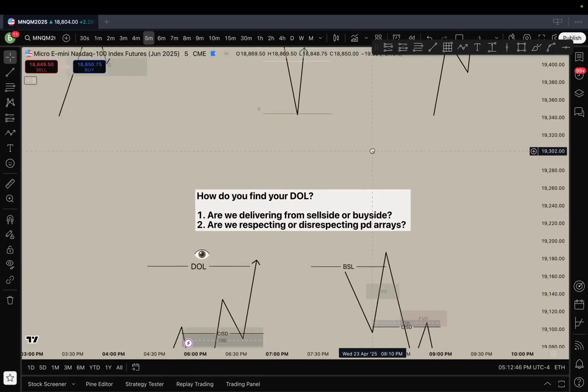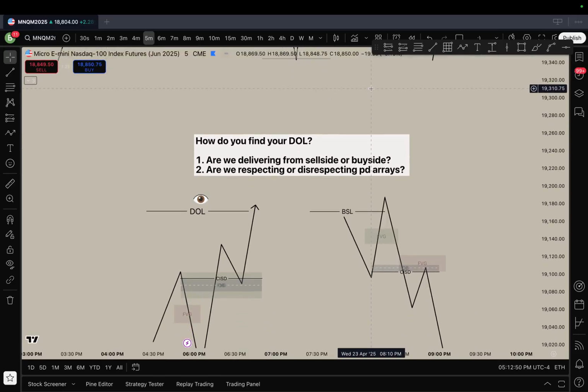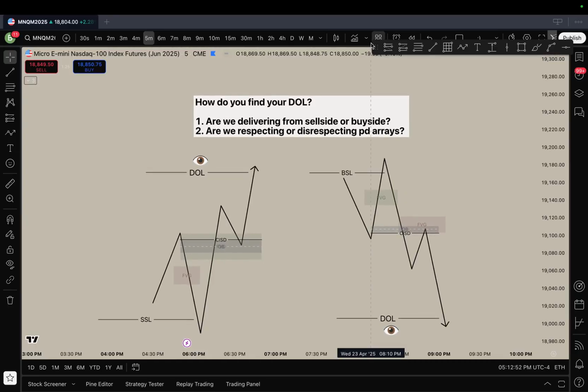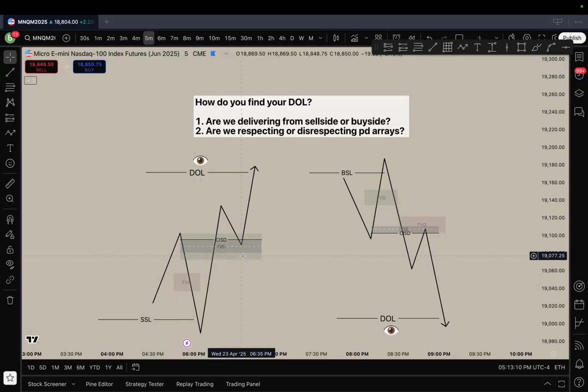Now, the next step in finding your draw on liquidity is very, very simple, and it's two questions. Number one is, are we delivering from sell side or buy side? If we are going to have a bullish draw on liquidity, what is price most likely doing? Well, we are going to be delivering from sell side liquidity. We're going to be disrespecting bearish fair value gaps, bearish PD arrays, bearish order blocks, right? And we are going to be respecting bullish fair value gaps, bullish order blocks, bullish PD arrays, okay?